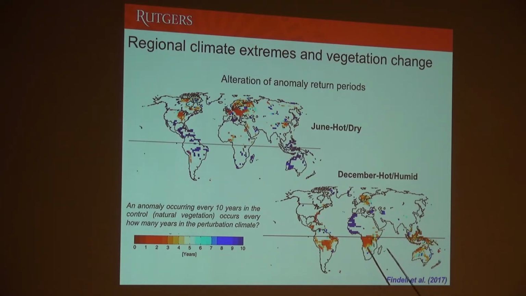In the tropics, this was actually looking at warm and dry anomalies occurring simultaneously. In the tropics, the more interesting behavior is on the return time of hot and humid periods. And so the changes that have been introduced through land use and vegetation change have made the return time of more humid and hot conditions occur more frequently.